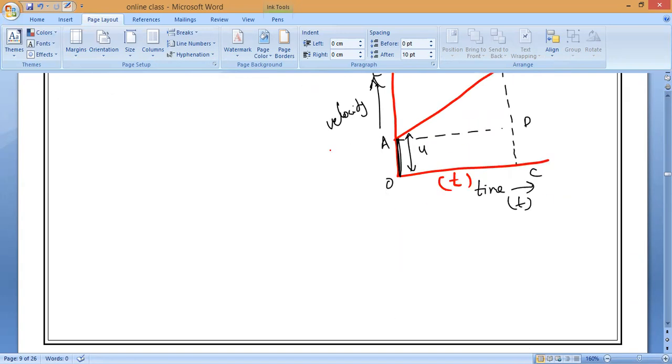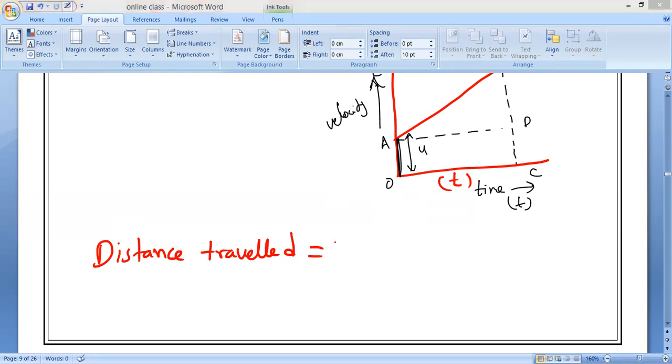If you want to derive the second equation of motion, very simple. This is what you have to remember. The distance traveled, please all of you write, very simple: distance traveled is equal to area of rectangle plus area of triangle. That's all. It will give you the answer. So the area of a rectangle, what is that? Tell me.